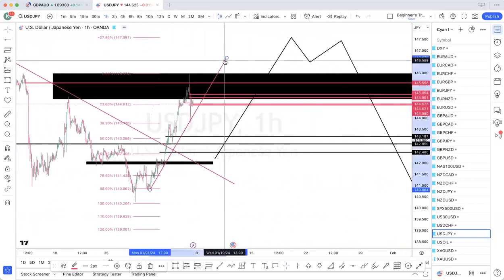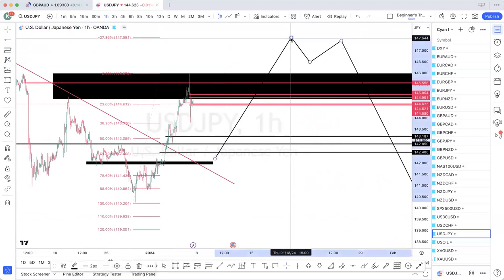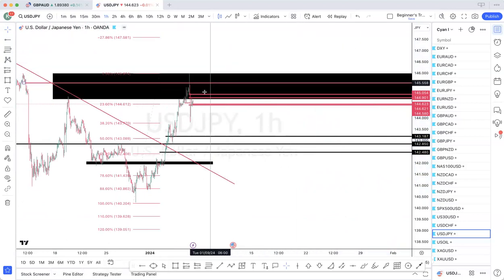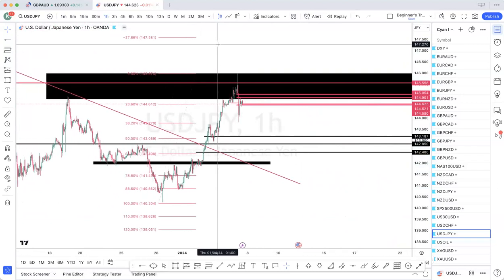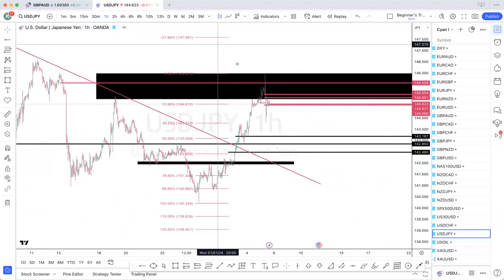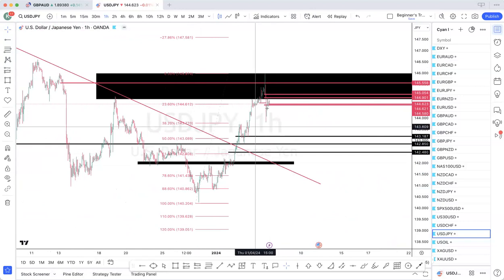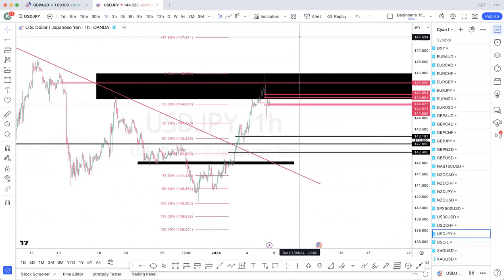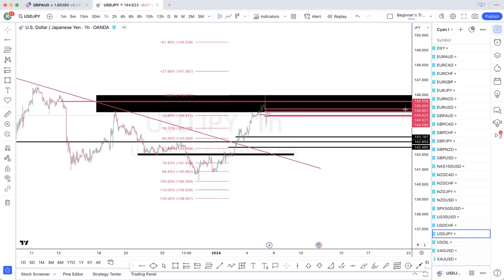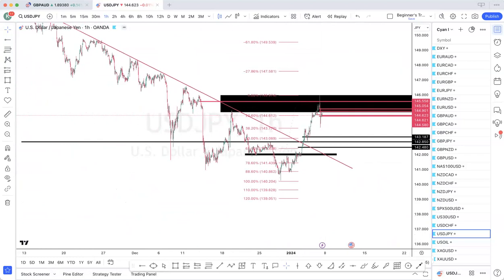And how do we even get to all this? Oh, we were talking about how far I was going to go. That's why. Yeah, pull back and then buy up to this zone here.